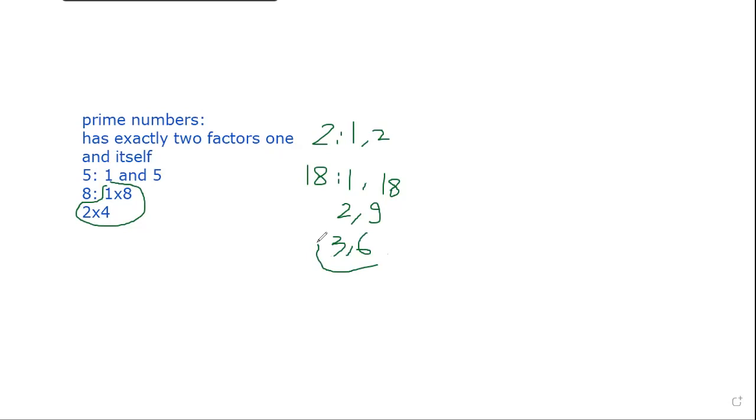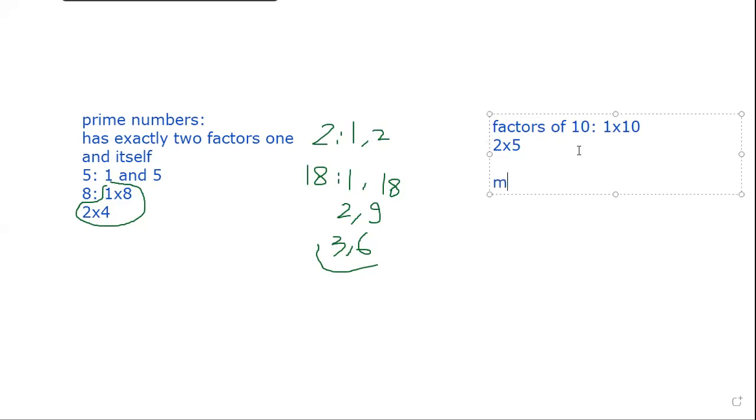So we should distinguish or differentiate between factors and multiples. For example, factors of 10: 1 multiplied by 10. Each number is a factor of itself, by the way. And 2 times 5. So we can see that 10 has 4 factors. So it's not prime.